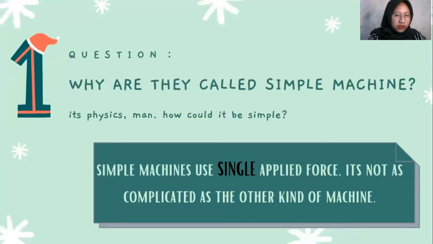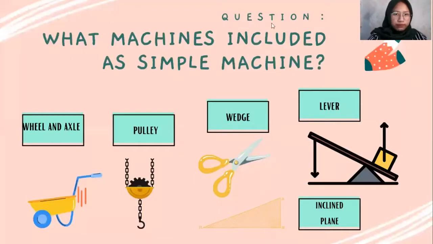And then the second one is about which machines are included as simple machines. As you can see in the picture, I already attached five kinds of examples of simple machines. The first one is the wheel and axle, the next one is the pulley, then the wedge, then the lever, and the last one is the inclined plane. Let me explain them shortly, one by one.